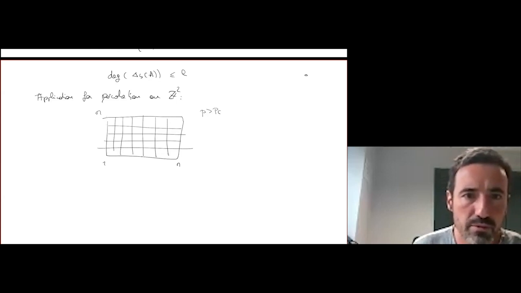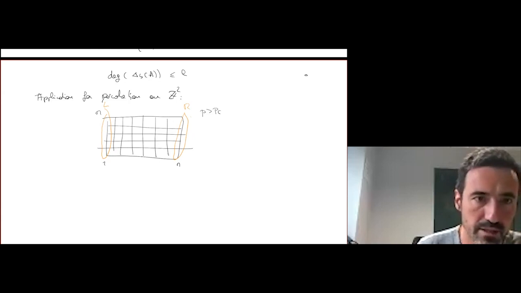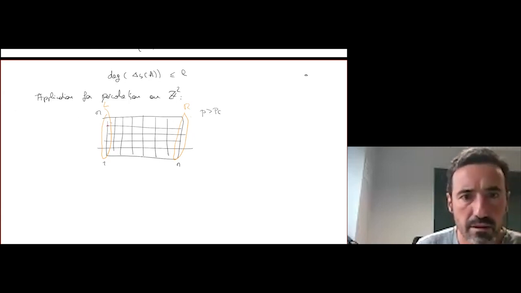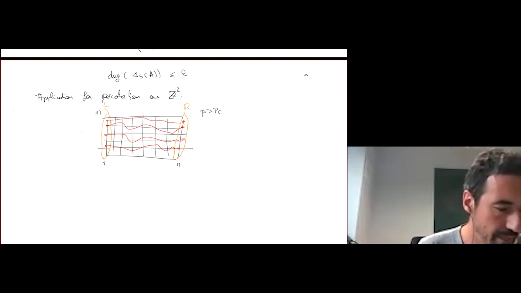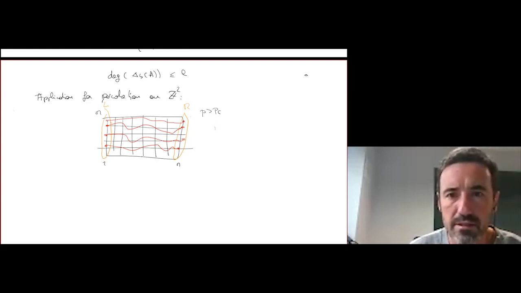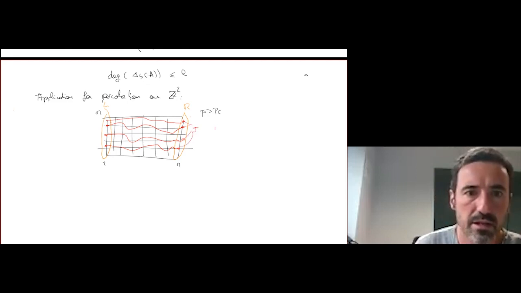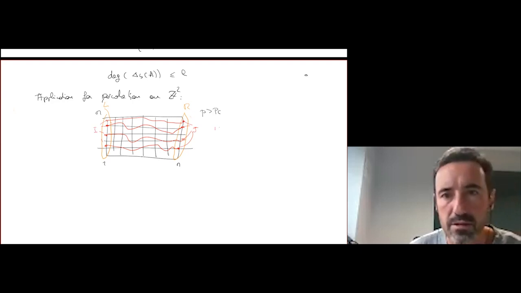So what we would like to prove: this is the left part and the right part. And we would like to find paths in our graph which go from left to right and which are vertex disjoint. This will be the set of red points, this will be J, and this set is I. The cardinal of I and the cardinal of J is b.